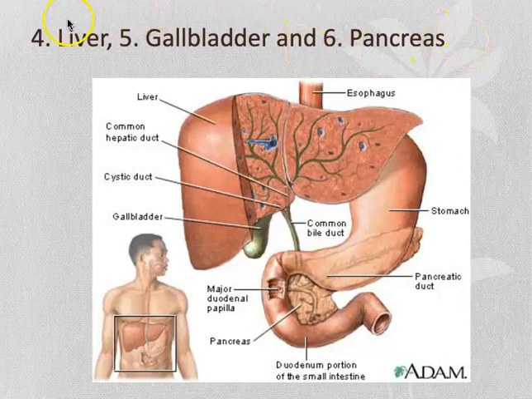Okay, we're going to talk about the liver, the gallbladder, and the pancreas together. Mostly that's because you'll see the liver, gallbladder, and the pancreas all have ducts that are going to enter into the duodenum here at the major duodenal papilla.